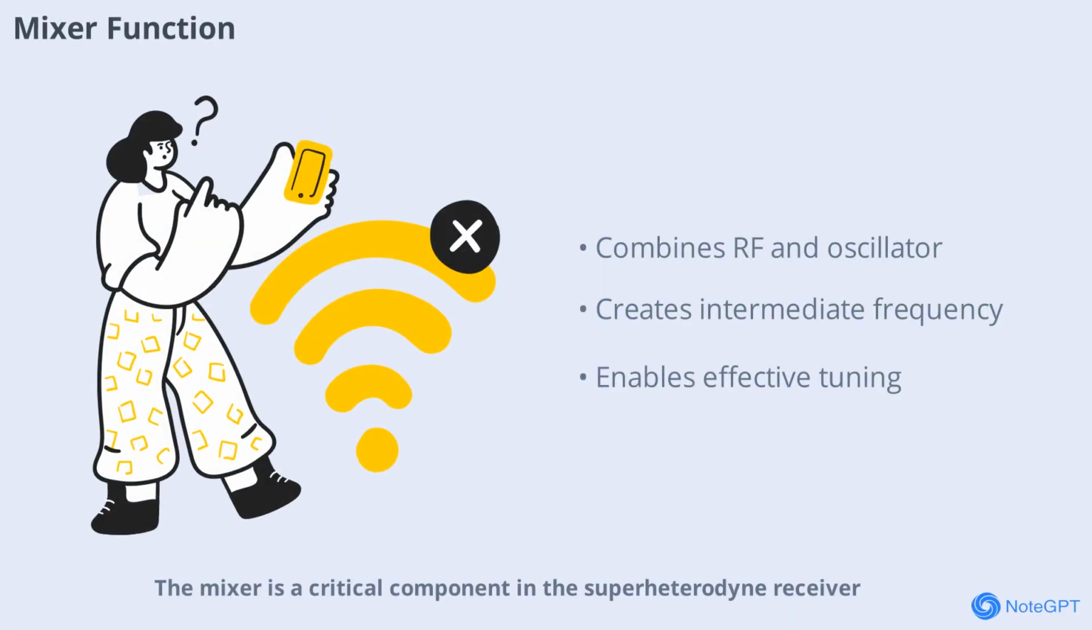Mixer is a critical component in the superheterodyne receiver. It combines the amplified radio frequency signal with a signal from the local oscillator. This process produces new signals at the sum and difference of the two frequencies. The difference frequency, known as the intermediate frequency, IF, is selected for further processing. This conversion is key to the receiver's ability to tune and filter signals effectively.